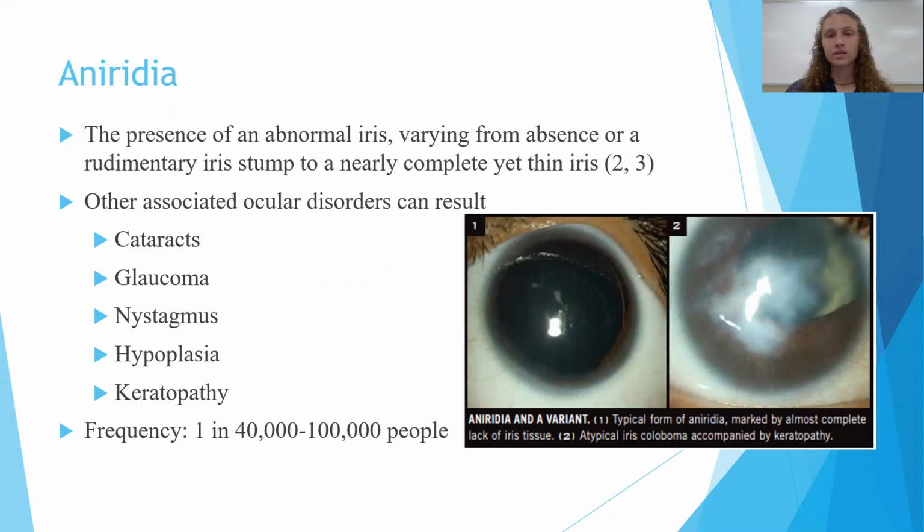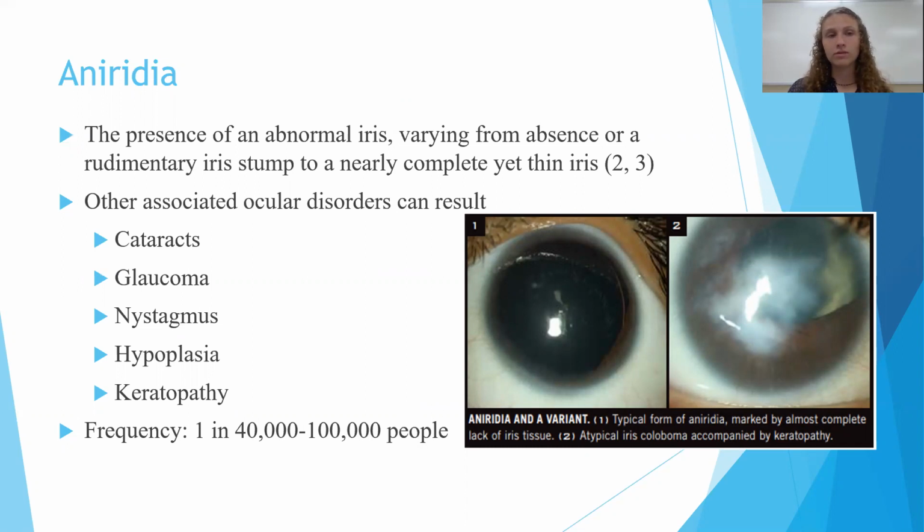Cataracts is the gradual clouding of the lens, decreasing visual acuity. Glaucoma is increased intraocular pressure, which can damage the optic nerve. Nystagmus is a lazy eye, so this is involuntary movements of the eye affecting coordination and balance. Hypoplasia is displacement of normal anatomy, and this can happen to the optic nerve, the macula, or the fovea. And keratopathy is the breakdown of the corneal epithelium, leading to irritation and other complications.